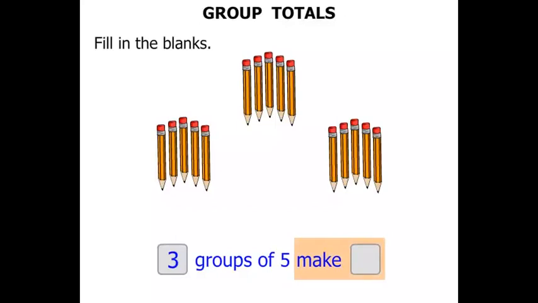In other words, we need to count all of them now. 1, 2, 3, 4, 5, 6, 7, 8, 9, 10, 11, 12, 13, 14, 15. So 3 groups of 5 make 15. Terrific.